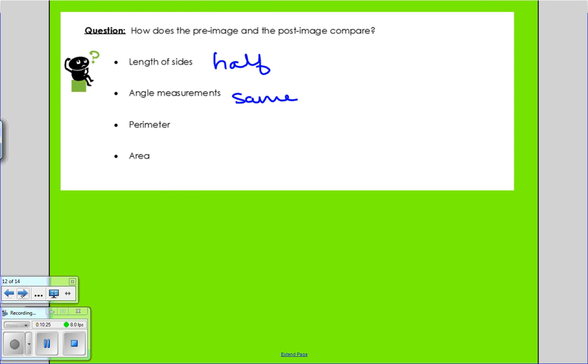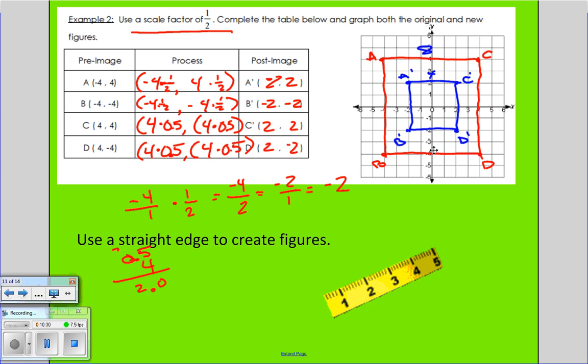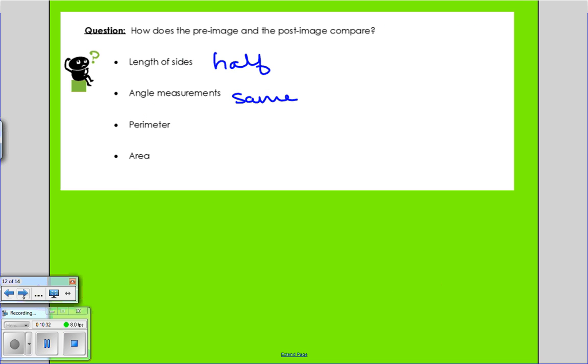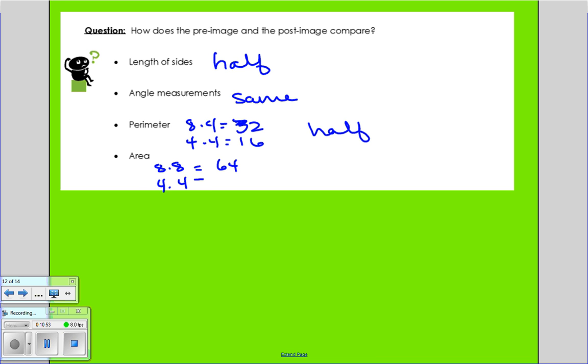Our perimeter, if we have a side length of 8, 8 times 4 is 32. And a side length of 4 times 4 would be 16. So our perimeter is half. Area, 8 times 8, length times width, is 64. And a side length of 4 would be 4 times 4, which is 16. This is 1/4 of the area. So our second image was 1/4 of the area.